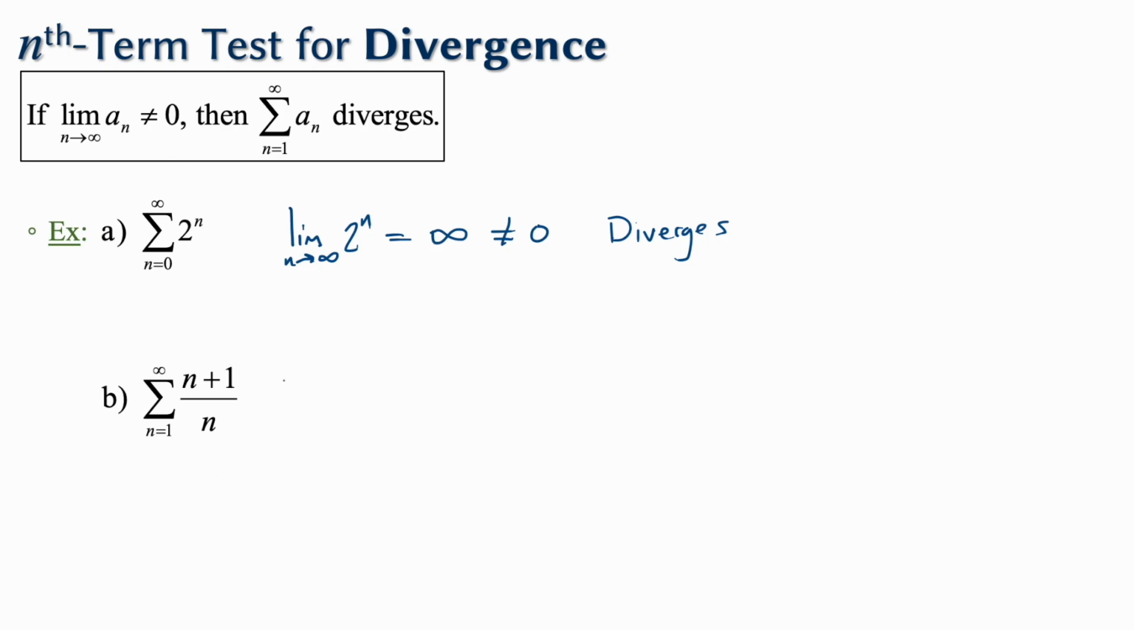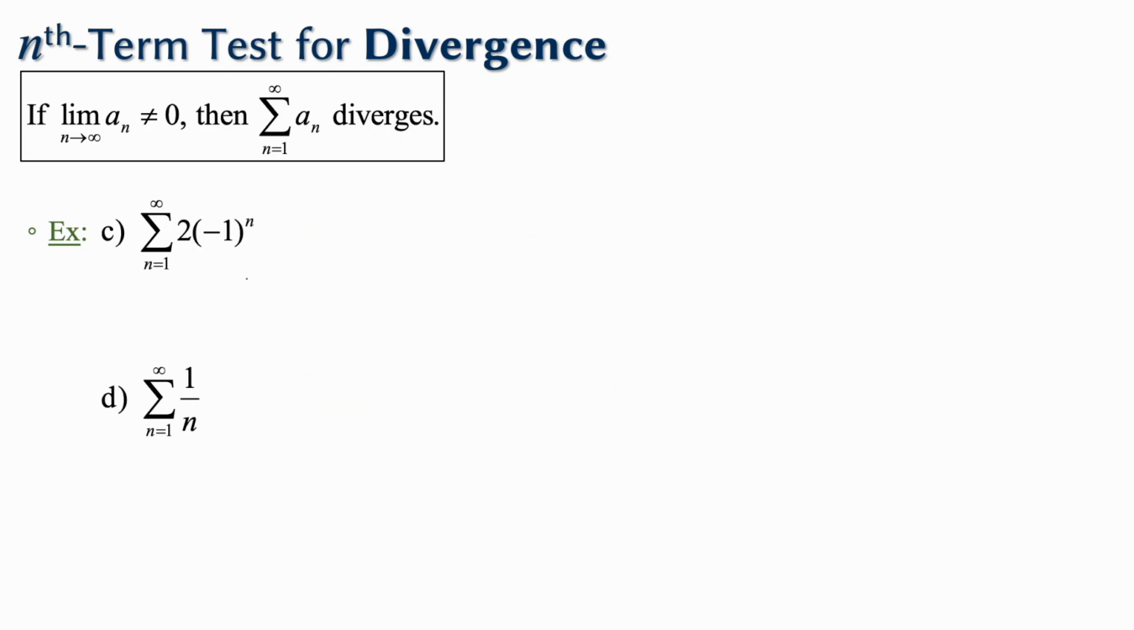So here, again, we'll look at the limit as n becomes infinitely big. The rule is just n plus 1 over n. And again, as you let the limit go to infinity, that clearly goes to 1, which is not equal to 0. And again, this is going to be a series that diverges by the nth term test for divergence.